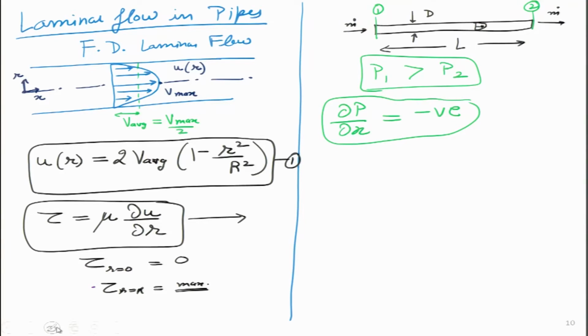or some sort of fan to facilitate this flow, because of shear and viscosity effects, a certain amount of power is actually being lost. And this again we can obtain the relationship and it turns out this expression delta P, which I can write as P1 minus P2, turns out to be 32 mu L V average by d square.